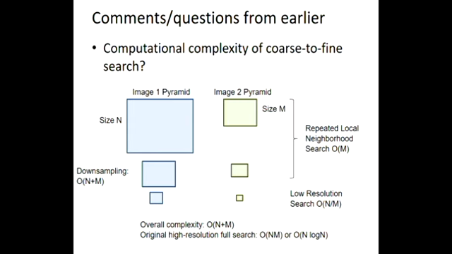Also, the local neighborhood searches are just going to be O of m, where m is the smaller of the two images. So if you have two images of size n, it's actually just linear to do this coarse-to-fine search. Whereas if you search for a translation using Fourier transform, it'd be n log n. And if you did it using spatial filtering, it'd be O of n squared.